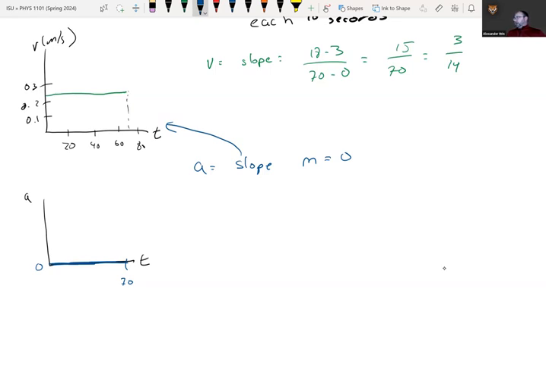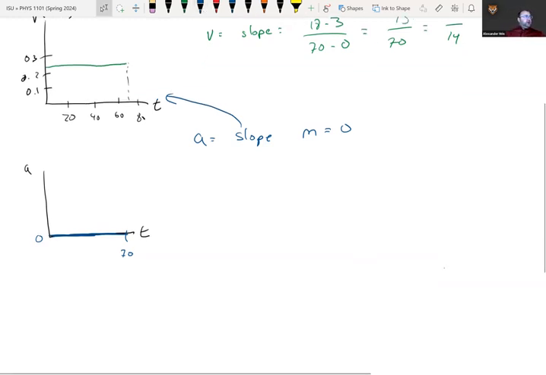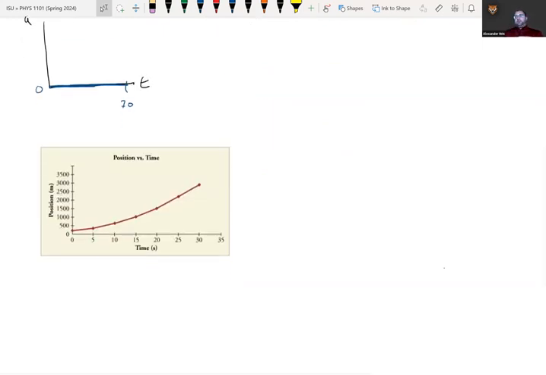I want to show a slightly different one. So here, let's see, to paste this. Oops. And there we go. Okay, so what we've got here is a position time graph where the position is definitely increasing, but it's going up each time. So in the first 5 seconds, it looks like it goes from, I'm going to say about 200 to 500.